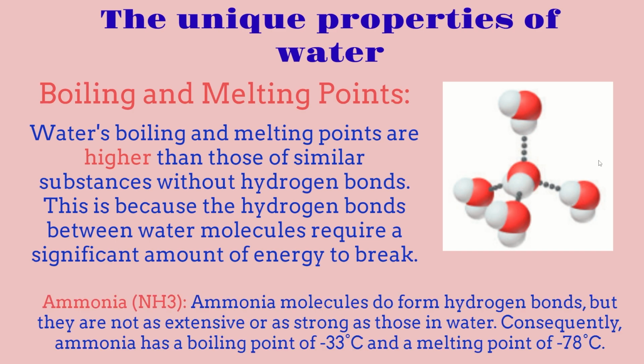And now we're going to take an example of something else that also has hydrogen bonds. And this one is ammonia, which is NH3. So ammonia molecules do form hydrogen bonds, but they are not as extensive or as strong as those in water. And ammonia also has a boiling point of minus 33 degrees Celsius and a melting point of minus 78 degrees Celsius. So what we're saying here is that water's boiling and melting points are higher than any other substance without hydrogen bonds. And even if they do form hydrogen bonds such as ammonia, they have different properties from water, and they're also not as strong as water's.